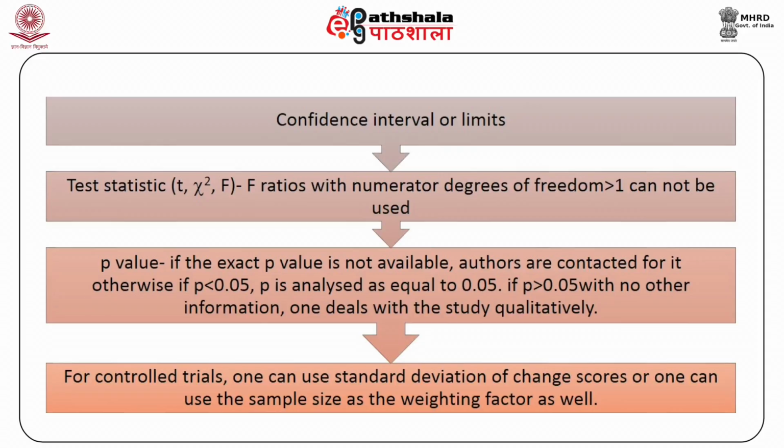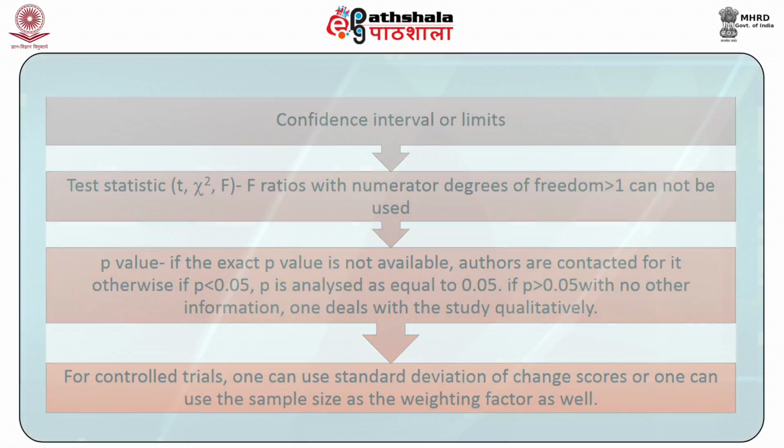For control trials, one can use standard deviation of change scores, or one can use the sample size as the weighing factor as well. Thereafter, a mixed model meta-analysis is performed and confidence limits for everything can be obtained, which is preferably 90%. The clinical or practical magnitudes of the effects and their confidence limits are interpreted. Chances that the true mean effect is clinically or practically beneficial, trivial and harmful are also calculated.